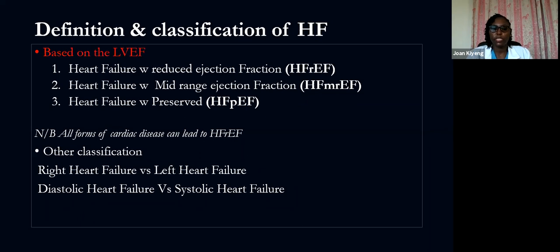These are patients whose ejection fraction is in the middle, between 40 and 50%. And most of the time, even if a patient has heart failure with preserved ejection fraction, over time they start developing heart failure with reduced ejection fraction. So there are other classifications as well. For example, you can have right heart versus left heart failure, and also you can say diastolic versus systolic. But what is being used now in many guidelines is based on the left ventricular ejection fraction. So this is what you will be expected to know.